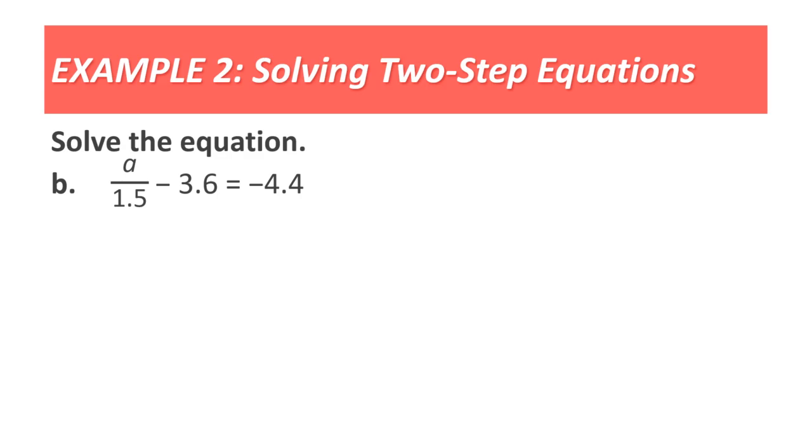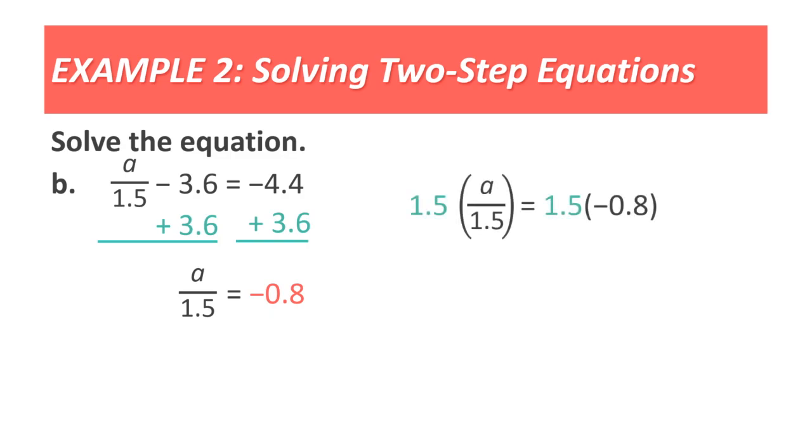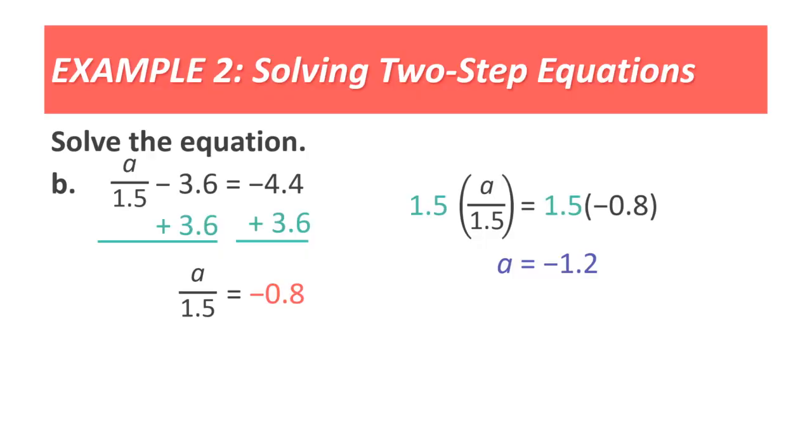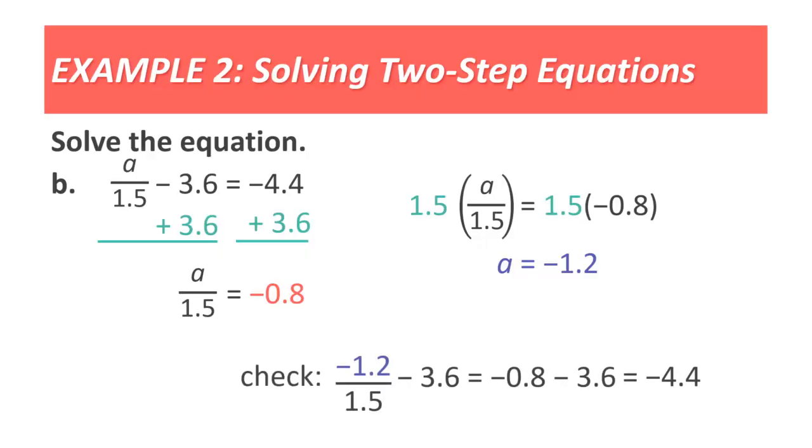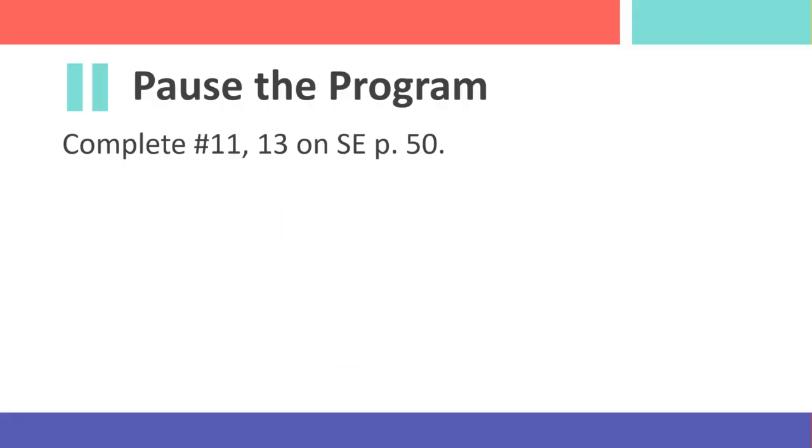Whatever that sounds like. Here's letter B. First thing we do is get rid of the minus 3.6. And then we get rid of the division by 1.5 by multiplying both sides by 1.5. And now, we're in chapter 2. Pull out your calculator if you want. It's fine with me. I asked you to practice doing the 1.5, 0.8, negative 1.2. Okay? And you check that and put that in. And yes, that does come up with negative 4.4. It's time for you to do some.